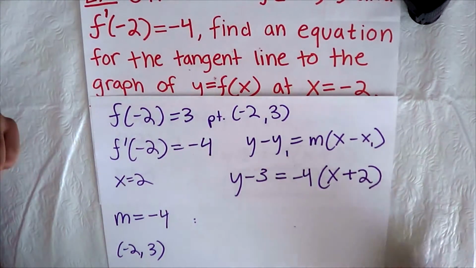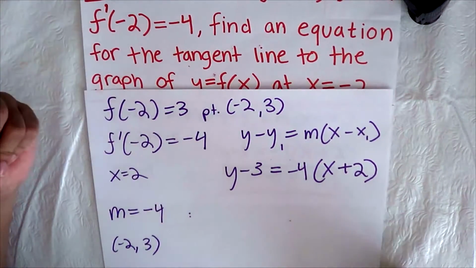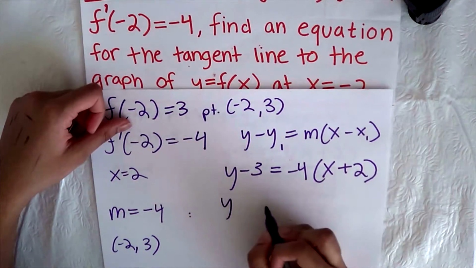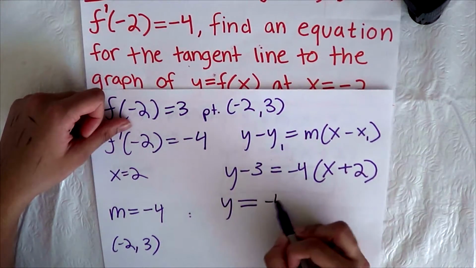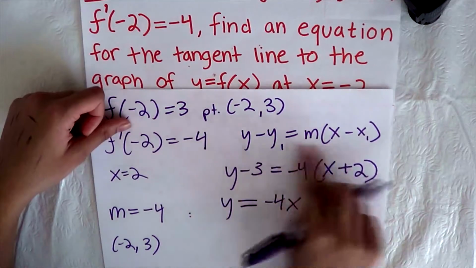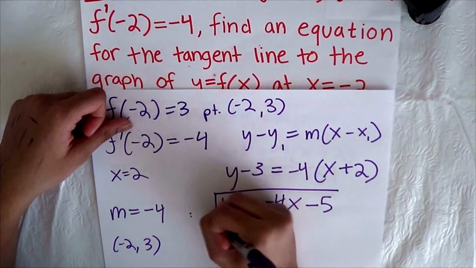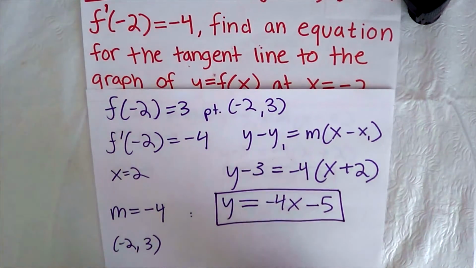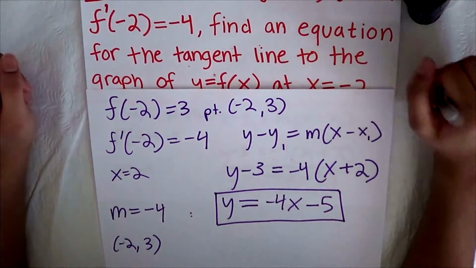It's pretty simple and it's very straightforward. You can also simplify this into the y equals mx plus b form. I'm just gonna go ahead and do that. So negative 4x, negative 4 times 2 is negative 8, plus 3, which is negative 5. And yeah, there you have it. That is our tangent line equation at negative 2. So yeah, it's pretty simple, and that's basically it.